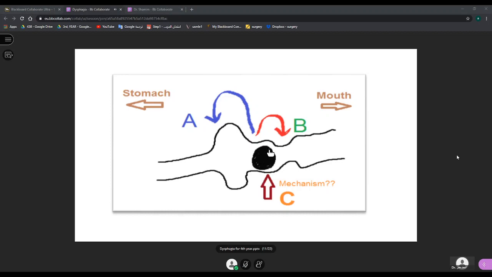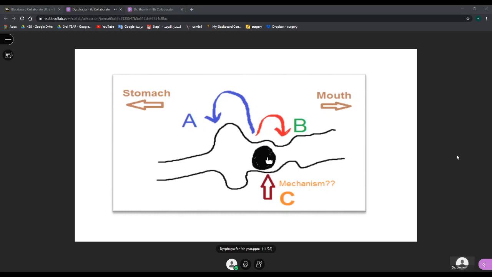Which part of the enteric nervous system is responsible for coordination of peristalsis? We have the myenteric plexus, which is known as the Auerbach plexus, and we have the submucous plexus. The submucous is responsible for mucus secretion and regulation of secretions, but the myenteric, or Auerbach, is responsible for coordination of peristalsis.